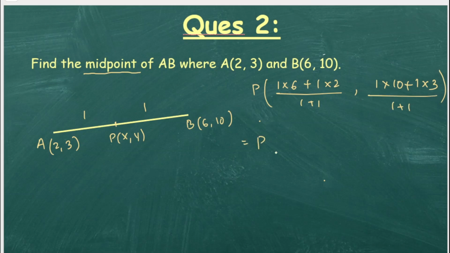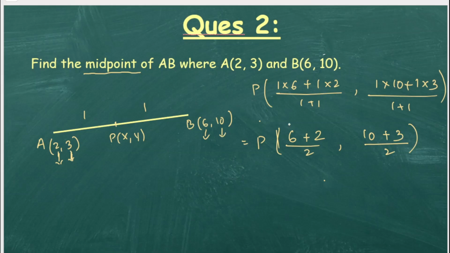So it becomes P: 1 times 6 is 6, 1 times 2 is 2, over 2, and 1 times 10 is 10, 1 times 3 is 3, over 2. Notice that for the x coordinate, I am just adding this 2 and this 6, means 2 plus 6, and dividing by 2. For the y coordinate, I am adding this 3 and this 10, and we are dividing by 2.